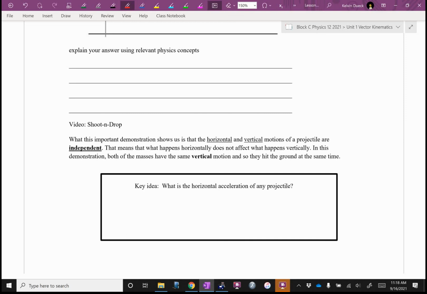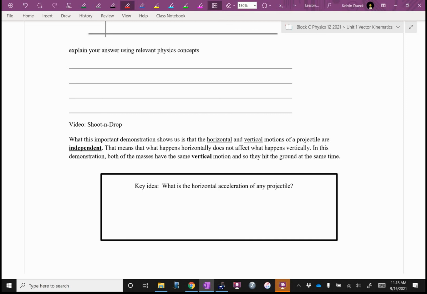Nothing. There is the only force that's acting on it once it leaves my hand, if we're ignoring air resistance, which we are, catch. The only force that's acting on it is gravity, which is in which direction? Yeah. So what's the horizontal force acting on it? It's a trick question. So if there's no force horizontally, what must the acceleration be? That, Kiana, is the key idea that we're going to write in this box.